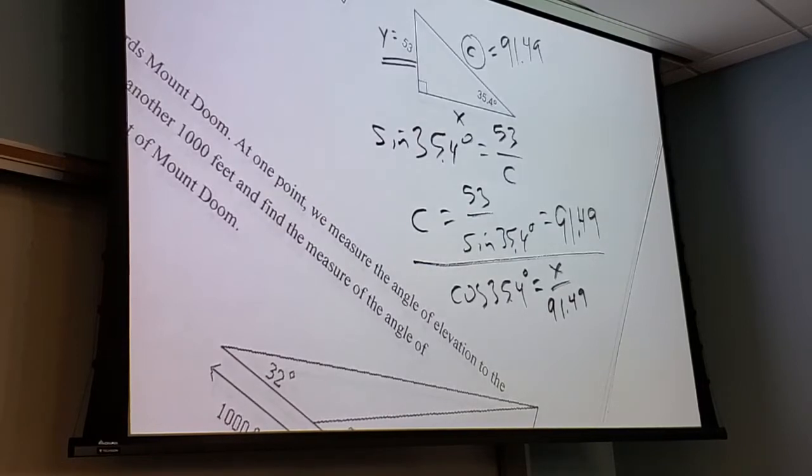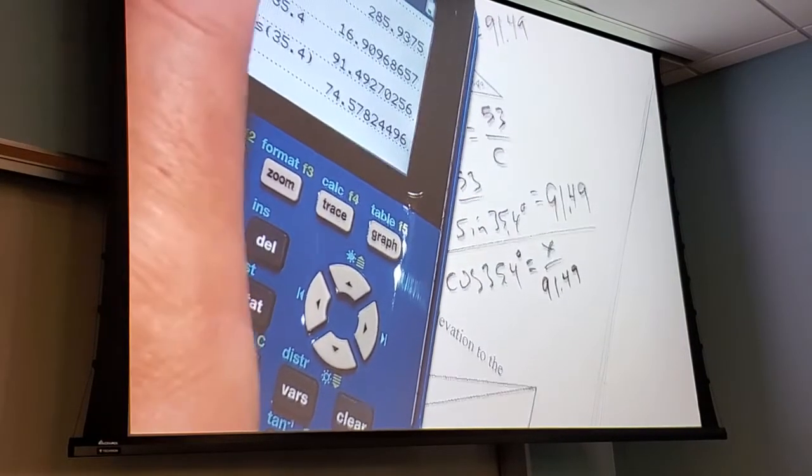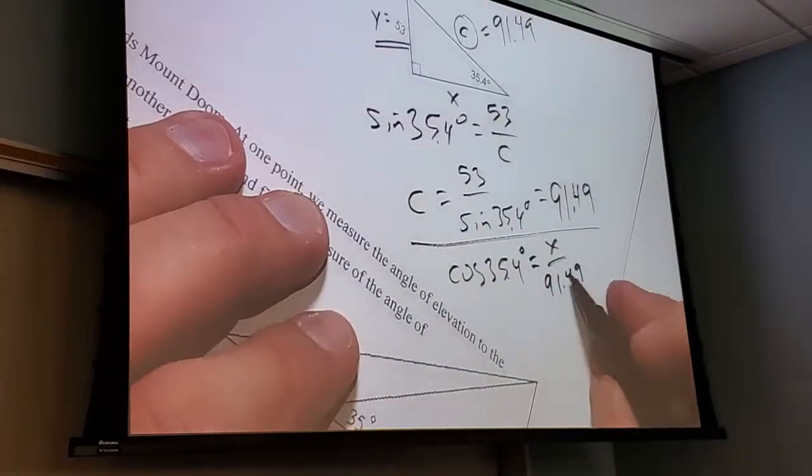So anytime I'm in a situation where I know two sides of a right triangle, the third side's easy. I just use Pythagorean theorem. But if I also know angles inside of it, that's where trig functions come in. Okay. Pythagorean theorem relates sides to each other. Trig functions relate angles to sides. So 91.49 times cosine 35.4, I get about 74.58 roughly.